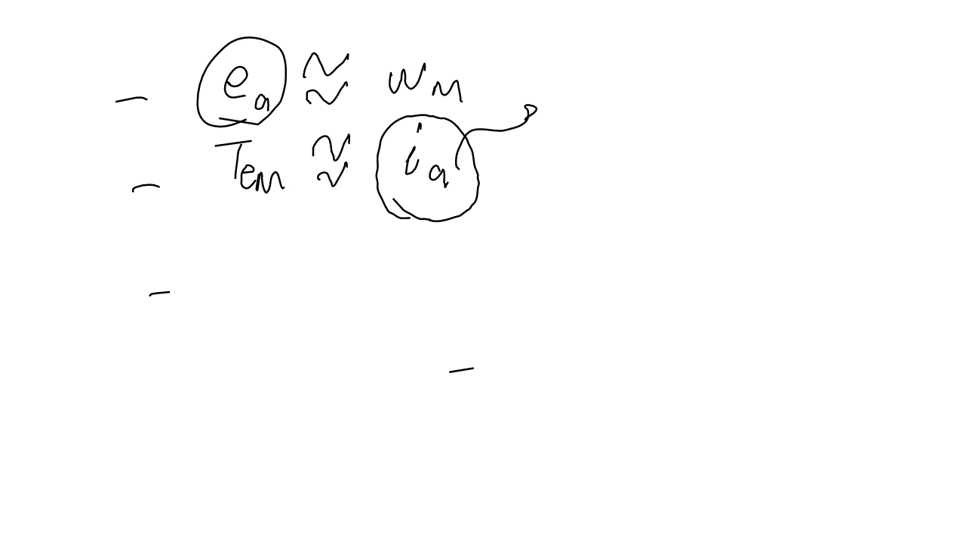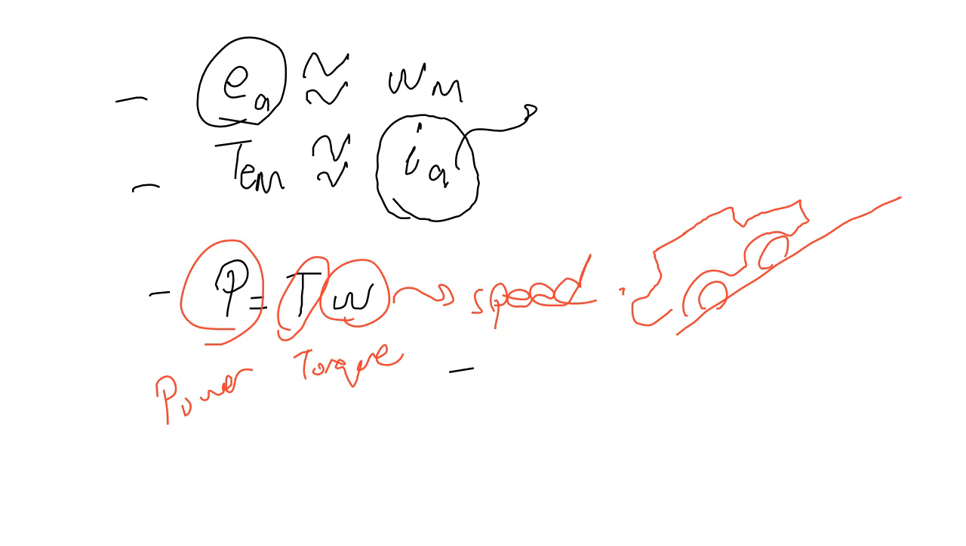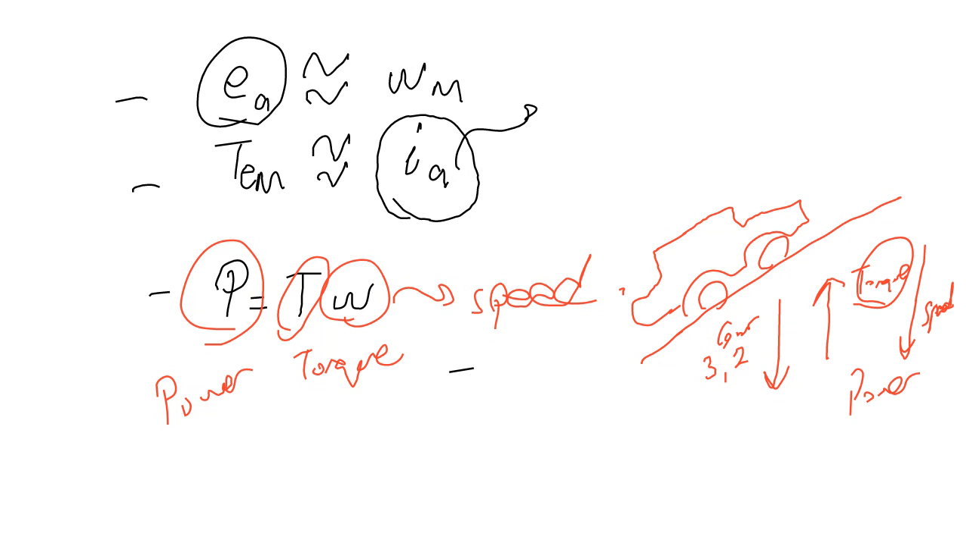Another critical idea: the power torque equation. Actually, electrical power, torque, and speed. You can imagine a vehicle. Your gear changes. Why? Because you need more torque, for example from gear 3 to 2, and also you want to decrease your speed. So torque and power: power is torque times speed.